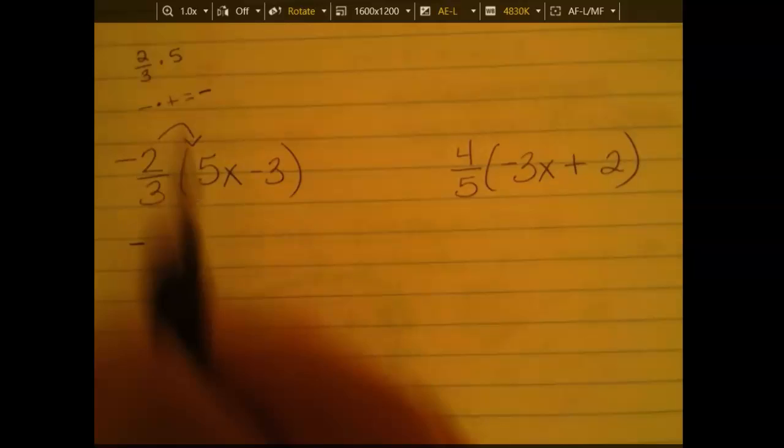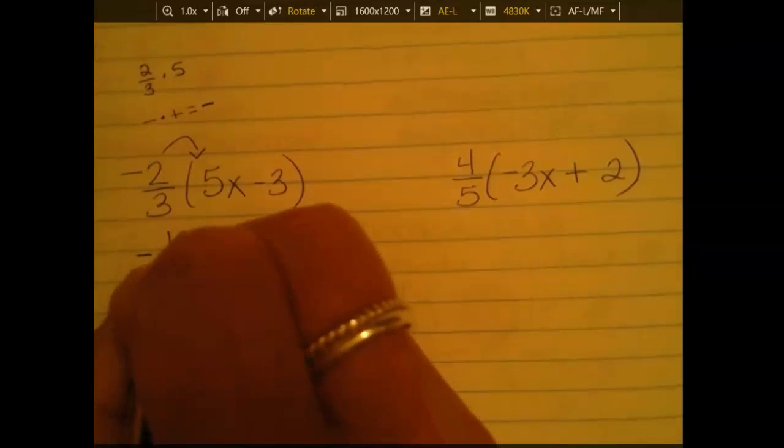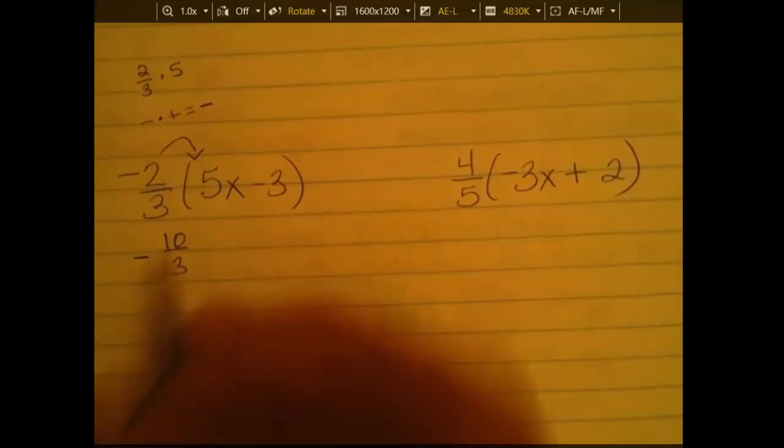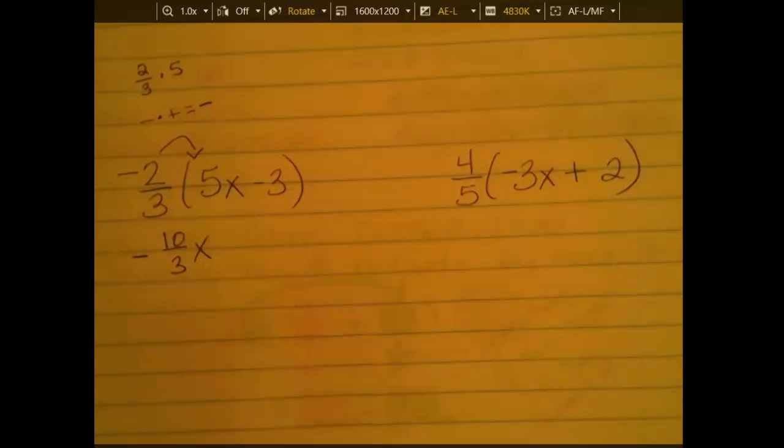And I do the numerator times the whole number. 2 times 5 is 10. And the denominator stays the same. 10/3. And then the x attaches to this one. So my first connection here gives me negative 10/3 x.